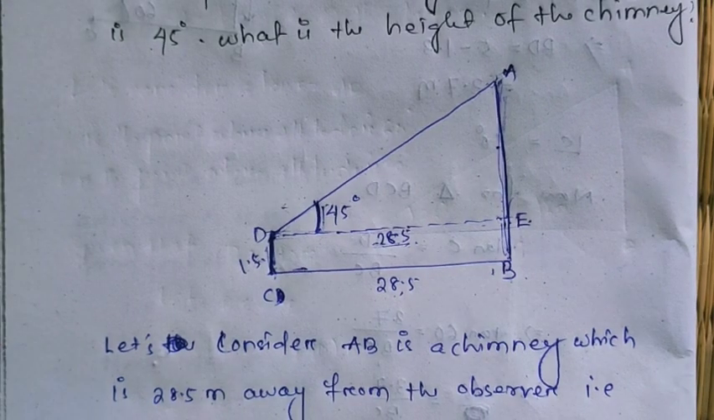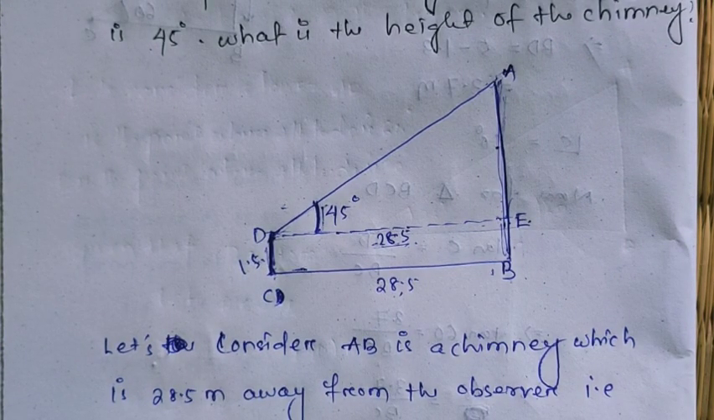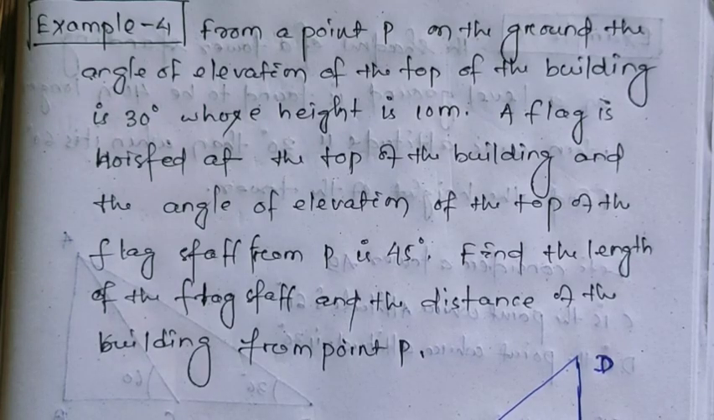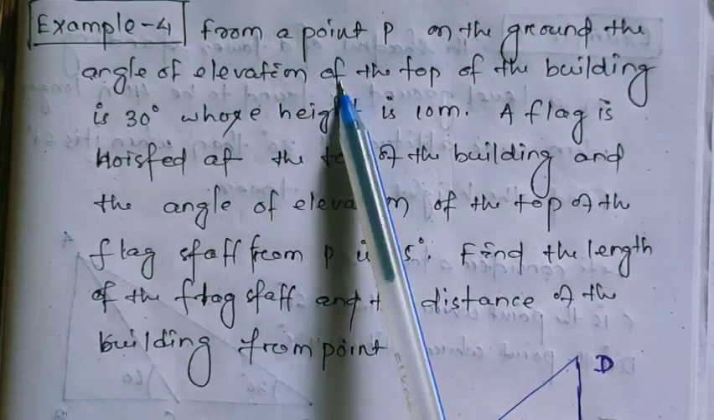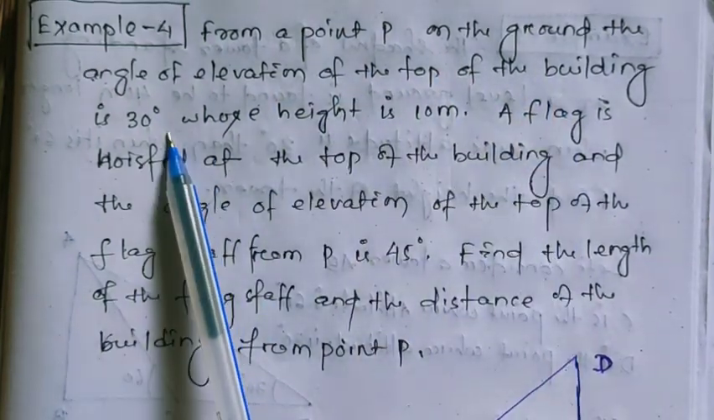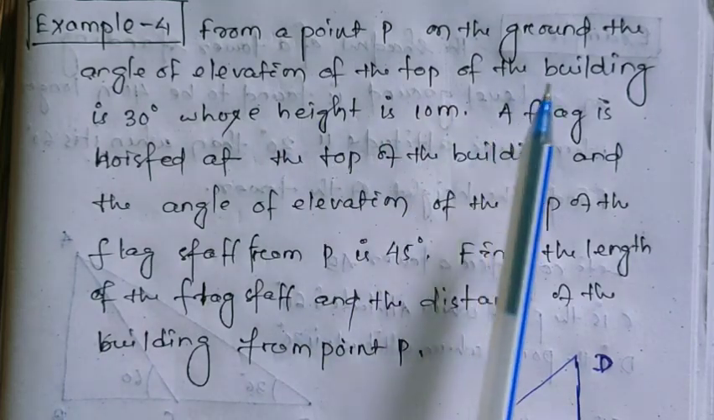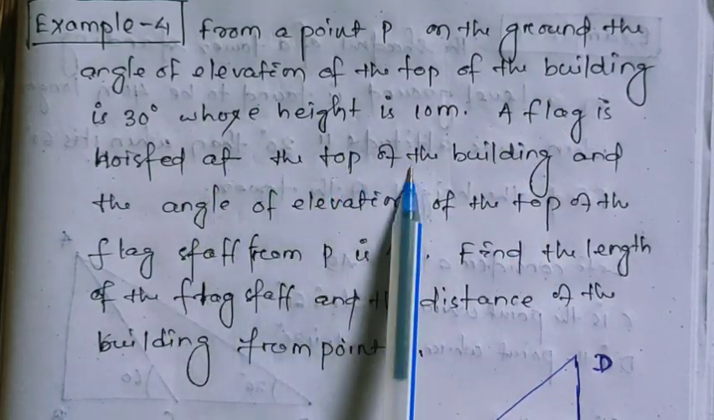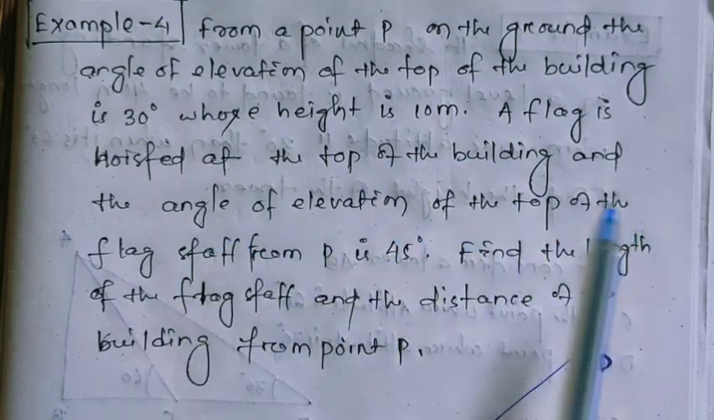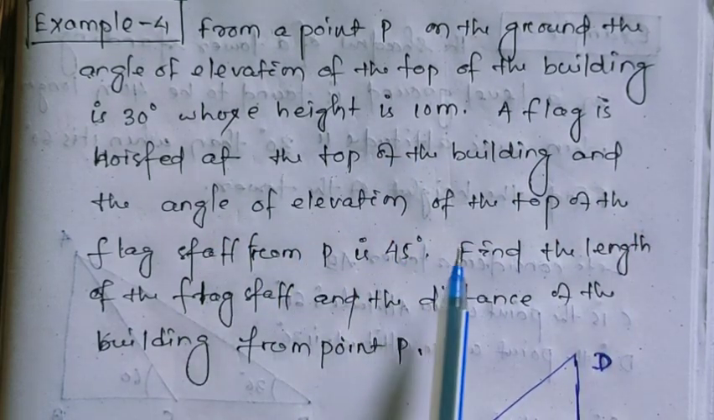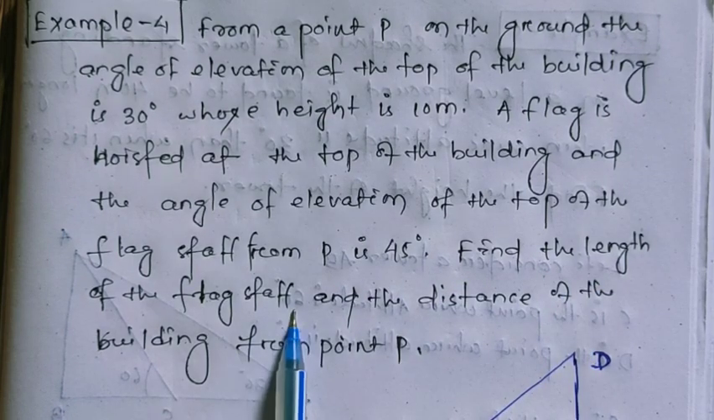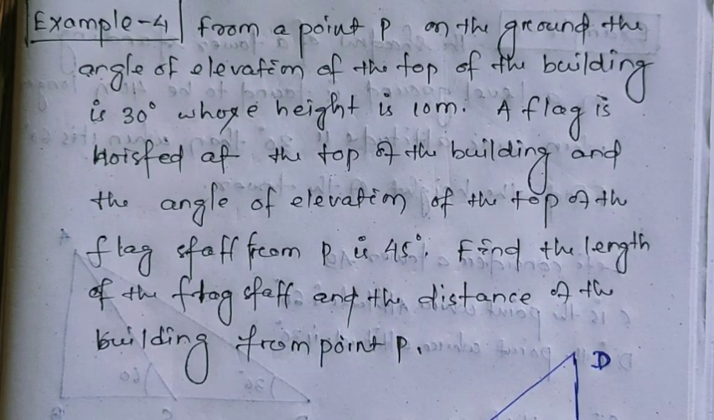Understand? Okay, let's go to the next example, that is example number 4. So here is the question. The question looks very big, but actually it is a very easy question. We'll solve this question very easily. So what is given? From a point P on the ground, the angle of elevation of the top of the building is 30 degree, whose height is 10 meter. A flag is hoisted at the top of the building and the angle of elevation of the top of the flag staff from P is 45 degree. Find the length of the flag staff and the distance of the building from the point P.